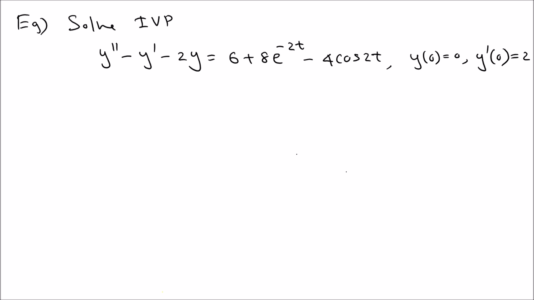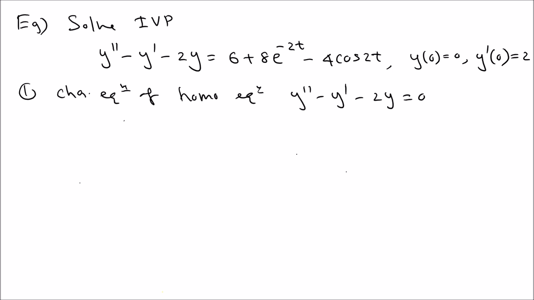So this is a complete second order initial value problem with a complicated non-homogeneous term. Let's go step by step. The first step is find the characteristic equation. The characteristic equation of the homogeneous equation y double prime minus y prime minus 2y equals 0 is simply lambda squared minus lambda minus 2 equals 0. The next step is factor. It's very easy to factor. You get lambda minus 2, lambda plus 1. This gives you the lambda values, lambda equals minus 1 and 2.